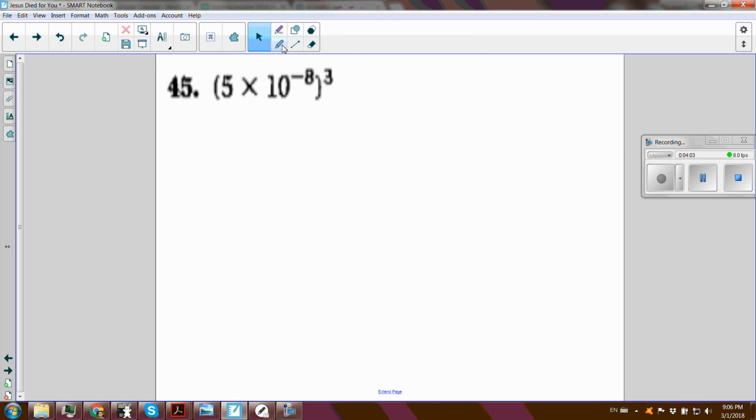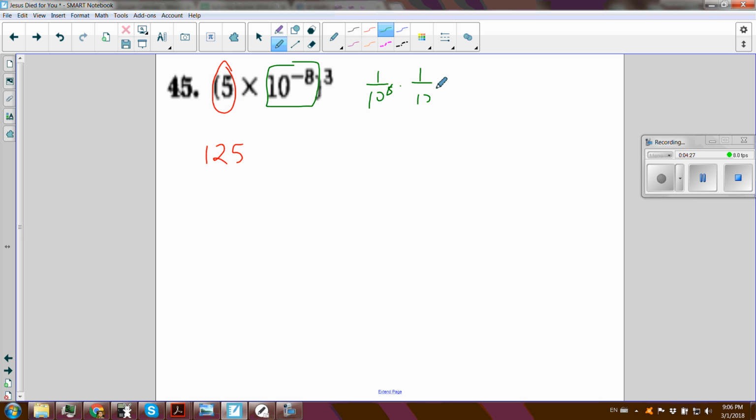Same deal here. You've got 5 that's being cubed. That's 5 times 5 times 5. You've got 10 to the negative 8th that's being cubed. Use your exponent rules. Well, 10 to the negative 8th is 1 over 10 to the 8th. If you cube that, you've got that multiplied by itself 3 times. So that's 1 over 10 to the 8th times 10 to the 8th times 10 to the 8th. That's 10 to the 24th. 1 over 10 to the 24th is 10 to the negative 24th.